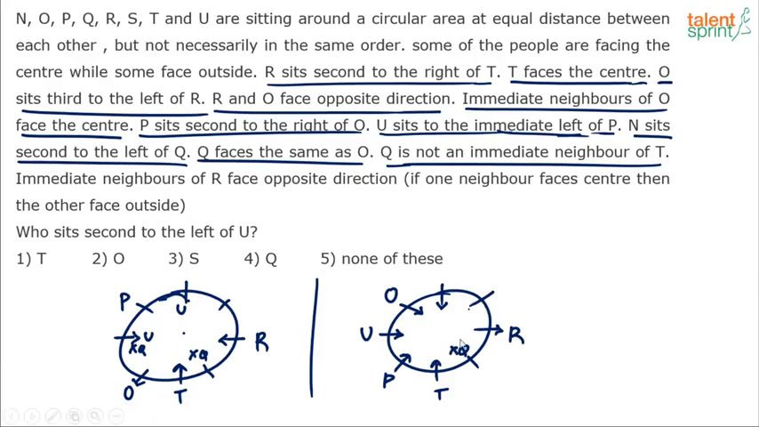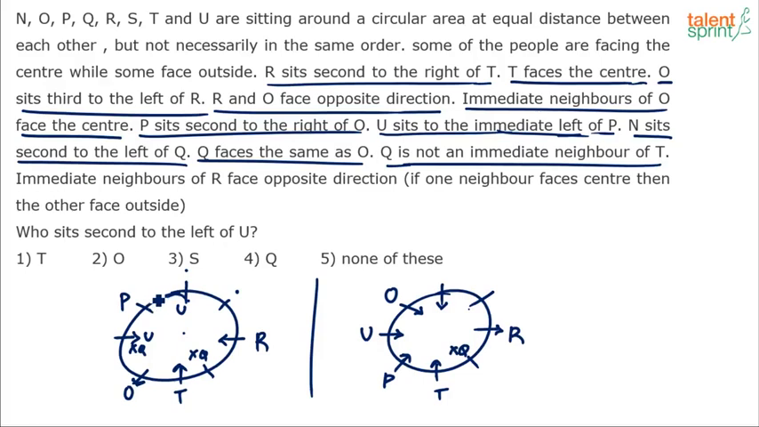Now, I think the only point which will clear out all the things here is N sits second to the left of Q. Now try that. What are the possible positions of Q? Either this or this. Let's assume Q is in this position. Remember, Q would be facing outwards. Why? O is facing outwards. So if Q comes here, Q is facing outwards.